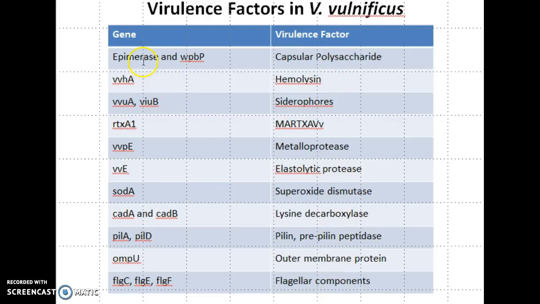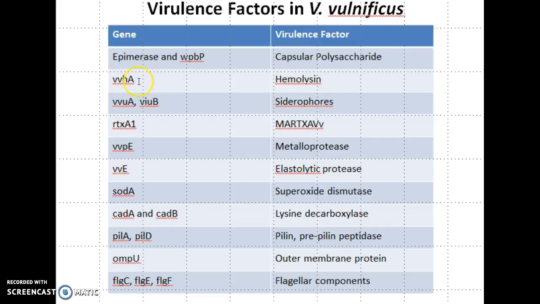So for example, there's a gene that encodes an epimerase protein and a gene called WPB, as well as a set of others. And in combination, when those genes are expressed, it gives Vibrio vulnificus the ability to make capsular polysaccharide, or in other words, to make a capsule. And this is a classic virulence factor you were introduced to when you learned the story of Fred Griffith and read about his work on Streptococcus pneumoniae. Vibrio vulnificus is no exception. Having a good capsule is definitely a virulence factor.